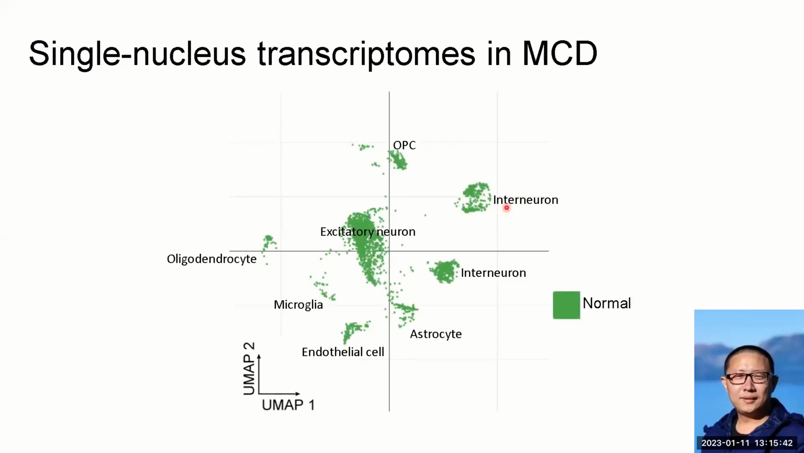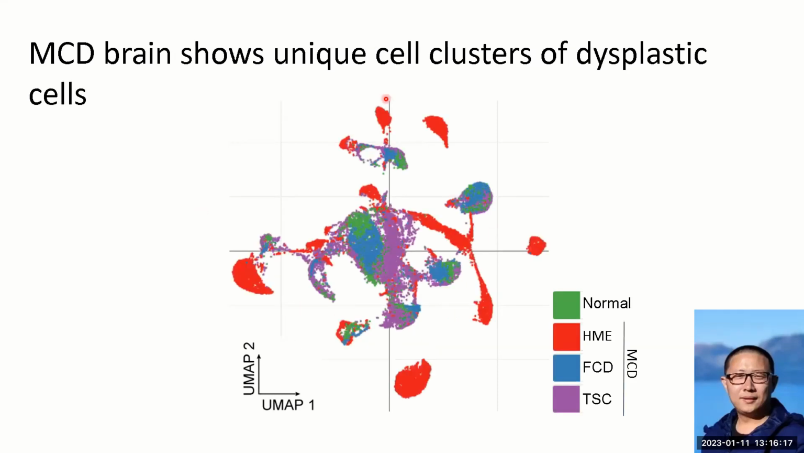Here is a clustering method called UMAP showing the different clusters of cells. Each green dot is the transcription features from each sequenced nucleus from the normal brain. And the major cell types in the brain like excitatory neurons, inhibitory neurons, oligodendrocytes, astrocytes, and microglia can be clustered and plotted here. However, when we use the same clustering methods to look at the expression patterns of different MCD subtypes such as HME showing red, TSC showing purple, and FCD showing blue, they don't necessarily overlap with the normal controls, meaning that there are some cell types that are clustered differently.